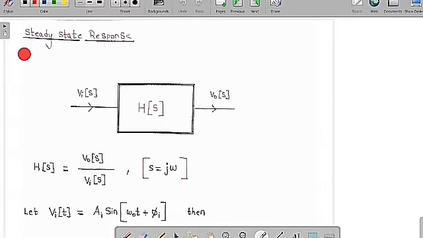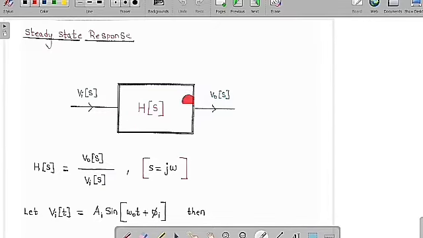So now we are going to learn about the steady state response. Steady state response means we are going to neglect the transient response. We are going to see only the steady state. We are going to neglect the transient response, but only learn about the steady state.